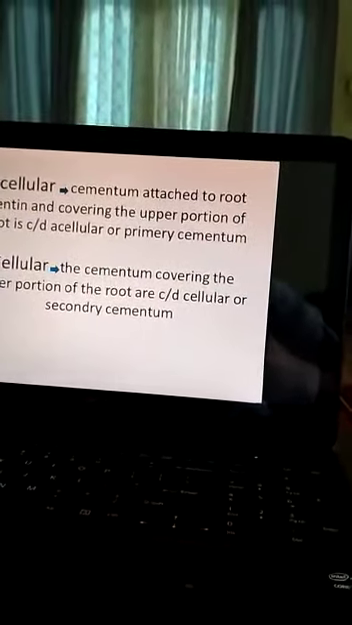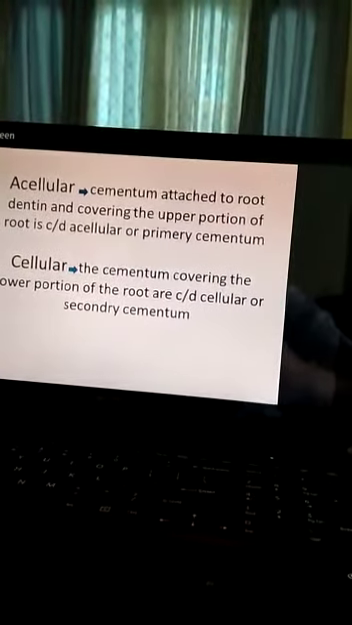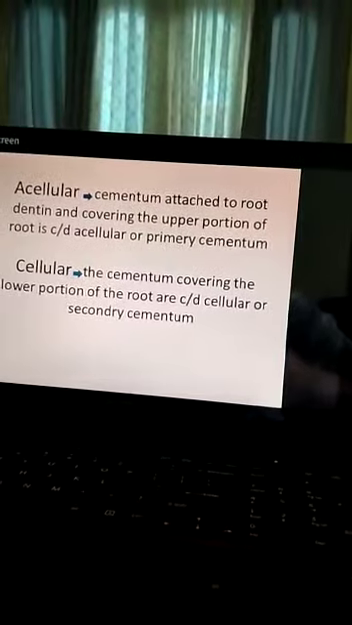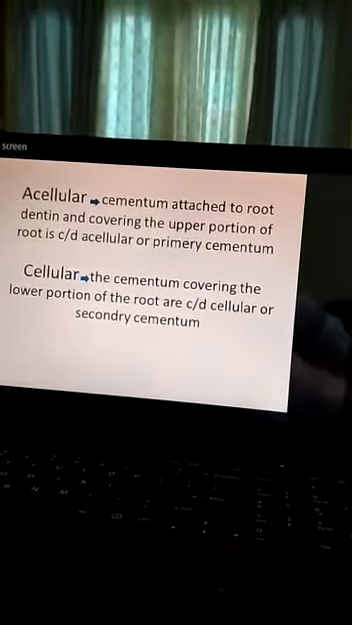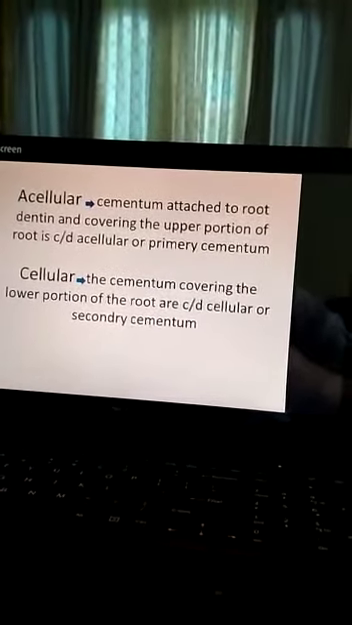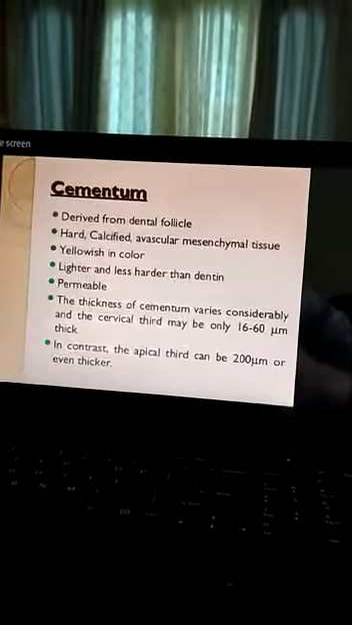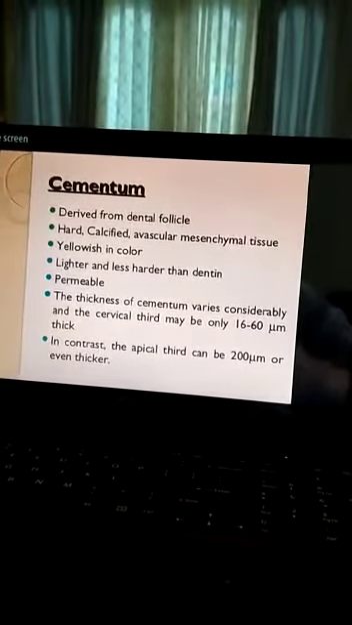Acellular cementum is that cementum that is attached to root dentin and covers the upper portion of the root, also called primary cementum. The cellular cementum is that cementum covering the lower portion of the root, which is also called secondary cementum. Cementum is derived from the dental follicle.